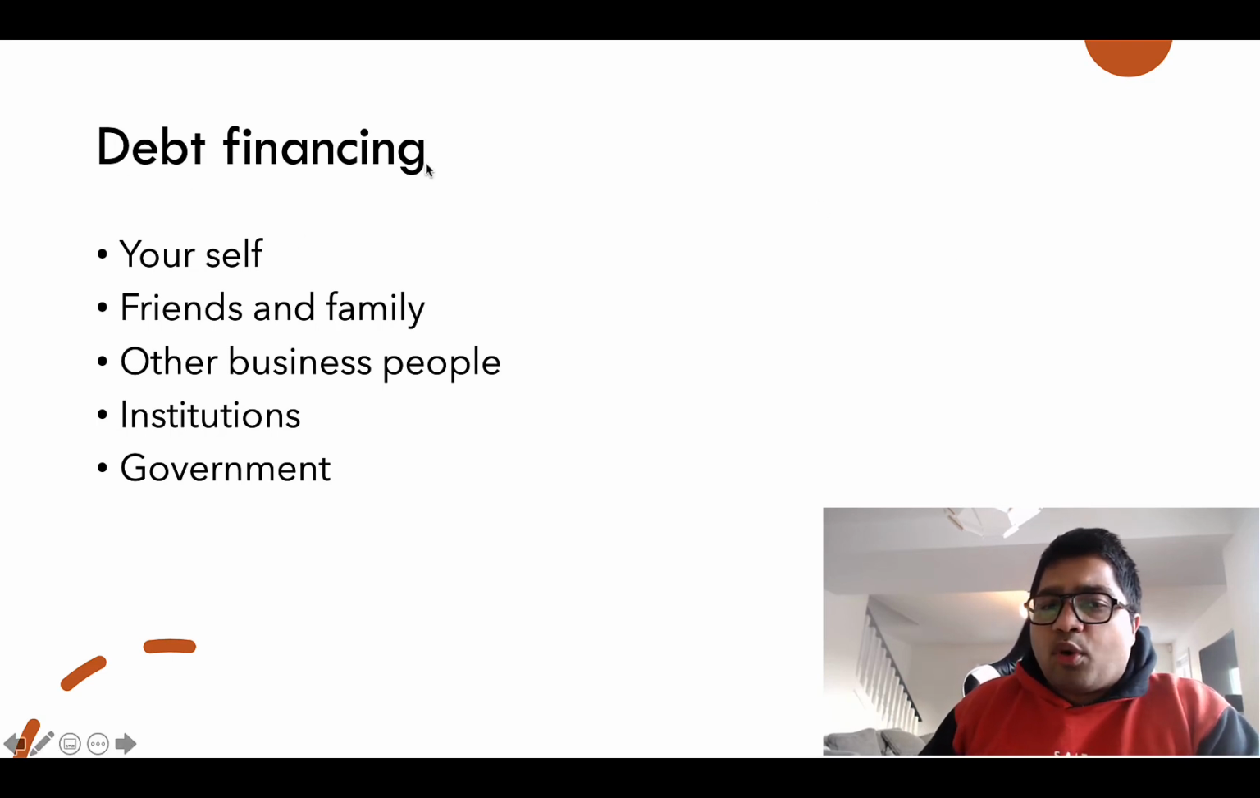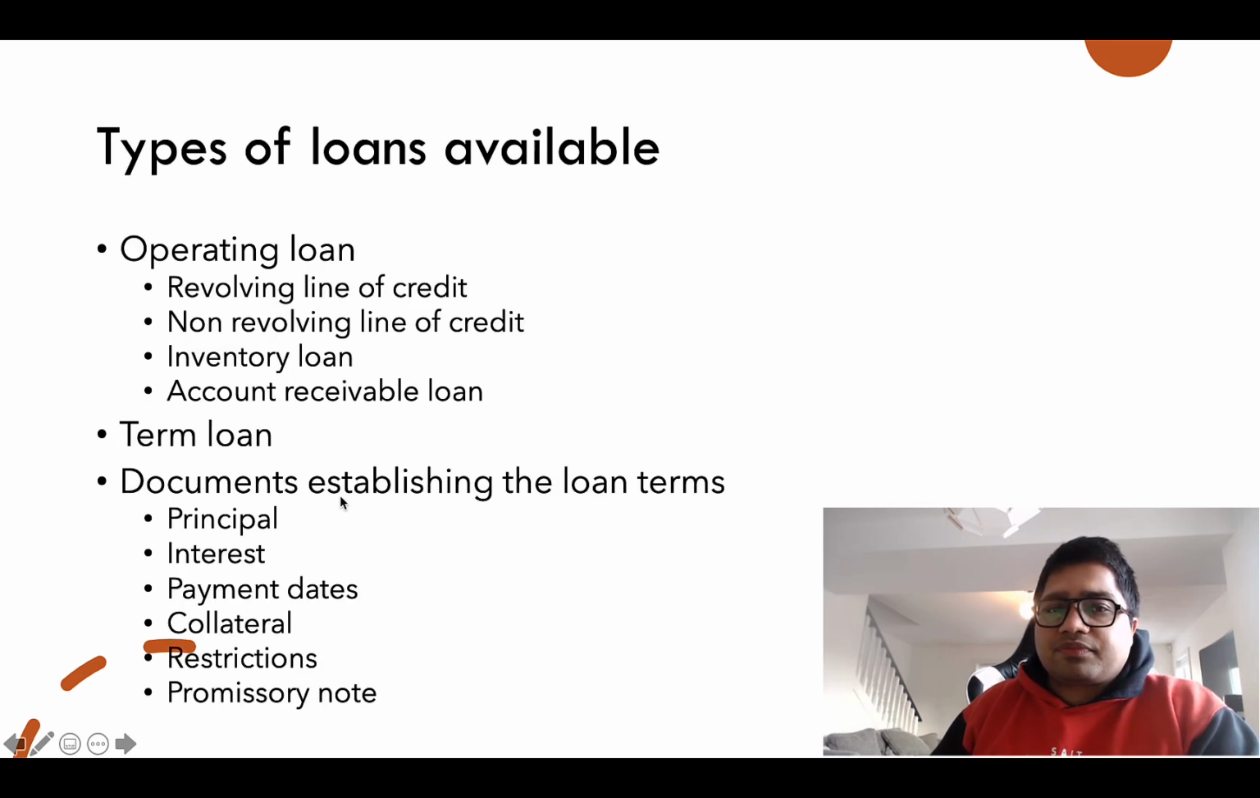Borrowing can be done from your own self, so you can lend money to your own company. You can borrow money from friends and family. You can borrow money from other business people. You can borrow money from other institutions, and you can borrow money from government.